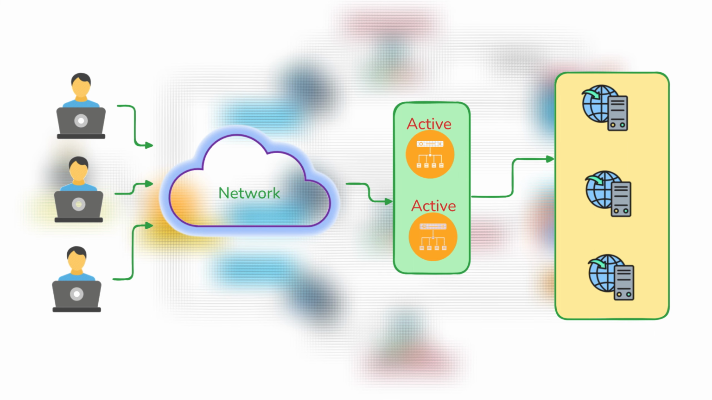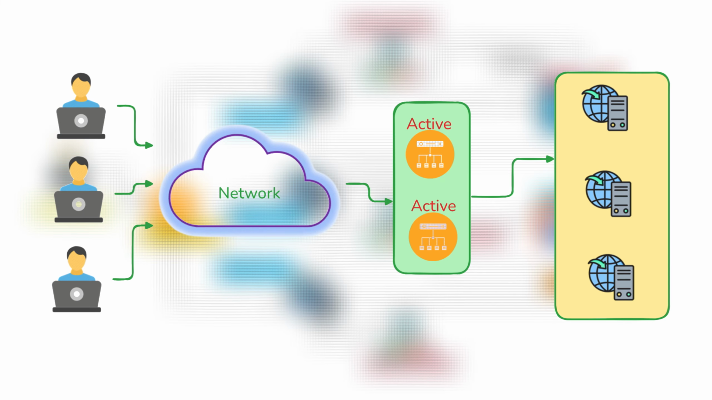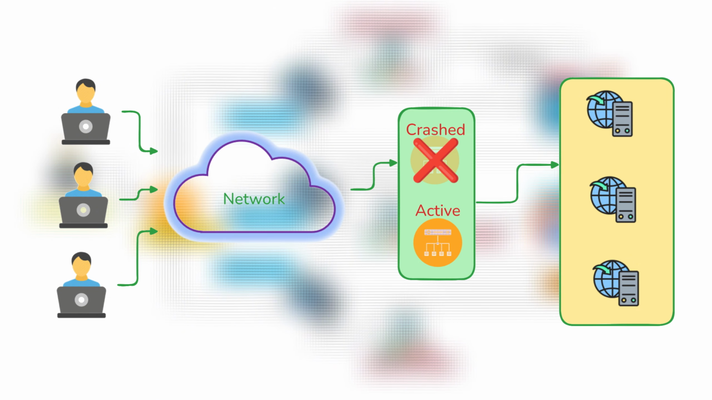For example, in AWS, we can use Elastic Load Balancer, which can be deployed across multiple availability zones. In an active-active configuration, if one load balancer fails, the requests are automatically routed to the healthy load balancers in the same availability zone or in different regions using DNS strategies.